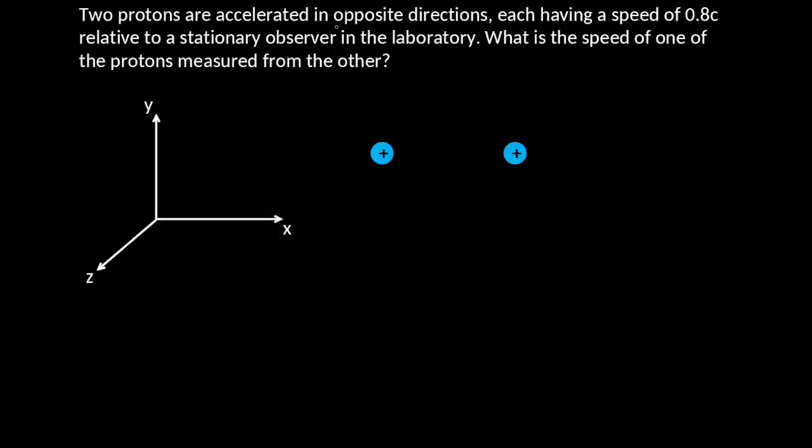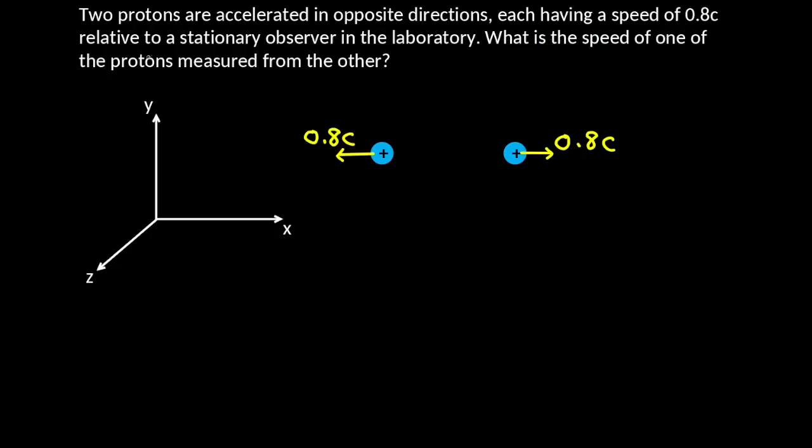Two protons are accelerated in opposite directions, where each of them has a speed of 0.8 times the speed of light relative to a stationary observer in a laboratory. And remember, we're looking at the velocity in one dimension, so the configuration would look something like this. And we're asked for the speed of one of the protons measured from the other.